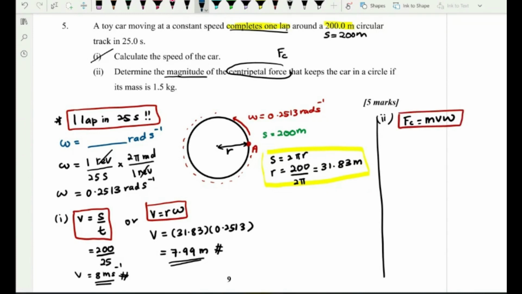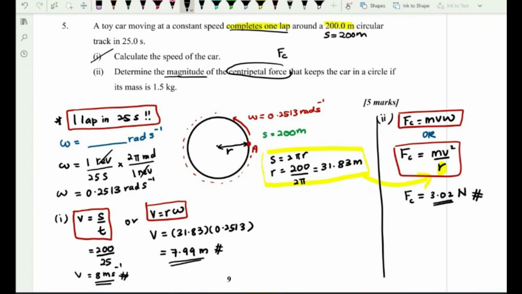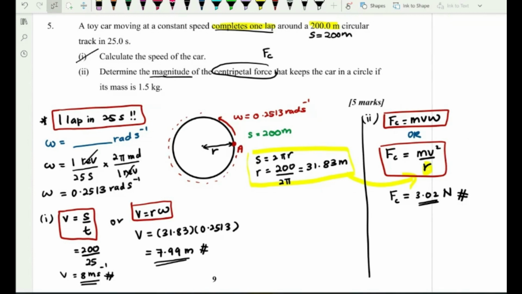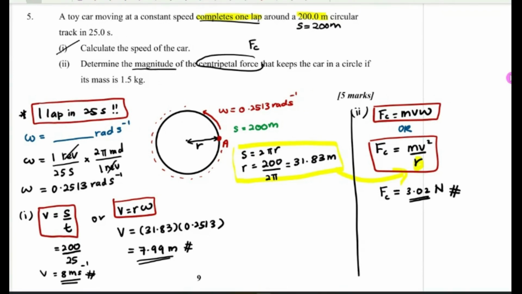Can, no problem. Or you can use the second one, as we usually use, Fc equal to mv squared over r. But you need to find first the value of the radius r. This is the r we found. Whichever you use, the answer should be about the same. Here my answer is 3.02, 8. You substitute all the values. The unit must be correct, Newton. Try any formula. Fc equals mv squared over R. M is 1.5, 8 squared over 31.83. Got 3.02 as well.